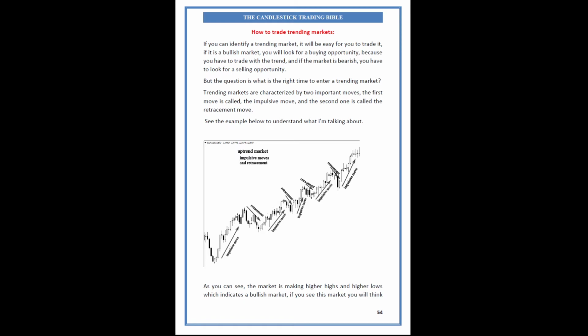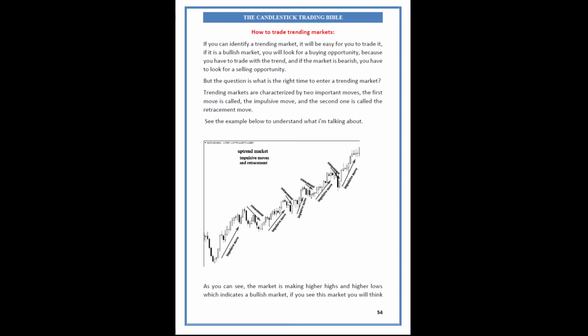How to trade trending markets. If you can identify a trending market, it'll be easy for you to trade it. If it's a bullish market, you'll look for buying opportunities because you have to trade with the trend, and if the market is bearish, you have to look for a selling opportunity. But the question is, what is the right time to enter a trending market? Trending markets are characterized by 2 important moves. The first move is called the impulsive move, and the second one is called the retracement move.